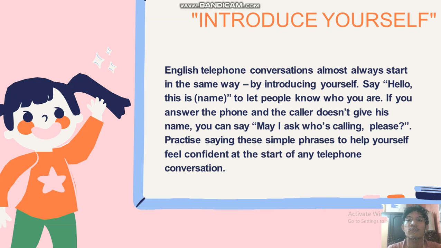First, introduce yourself. English telephone conversations almost always start in the same way, by introducing yourself. Say "Hello, this is" and your name, to let people know who you are. If you answer the phone and the caller doesn't give his name, you can say, "May I ask who's calling, please?" Practice saying these simple phrases to help yourself feel confident at the start of any telephone conversation.